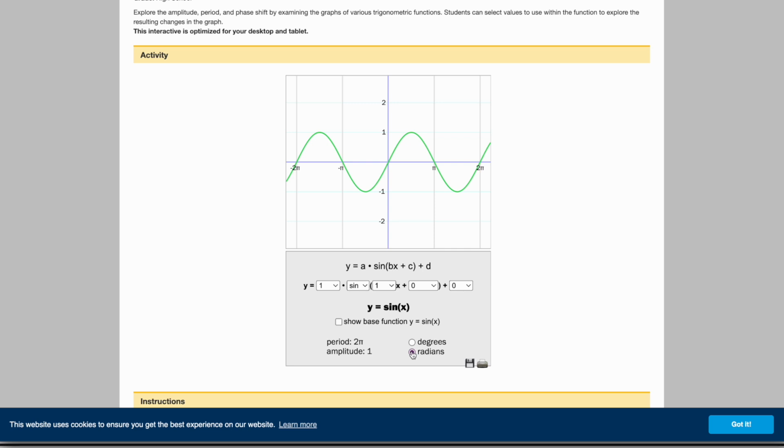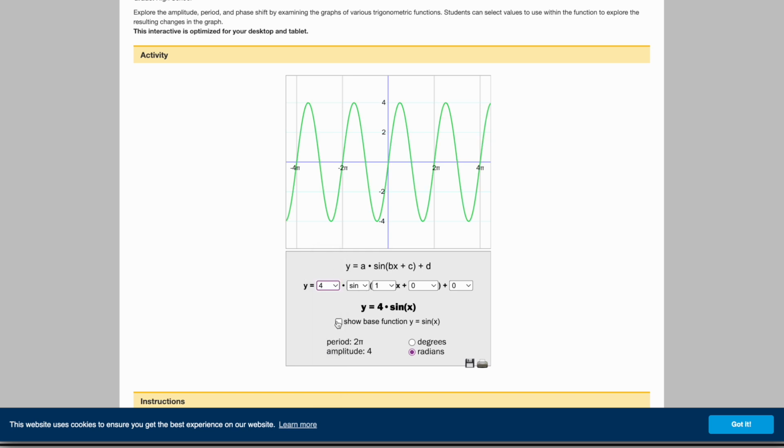So let's change that to radians. Let's say the amplitude is 4. Here I'll show the base function. The base function goes up to 1, down to -1. But when you put a 4 in front of the sine, it stretches it up to 4. It still crosses at 0 in the same places that the original sine does. But the amplitude, the stretch of the top part and the bottom part, will get stretched to that number.